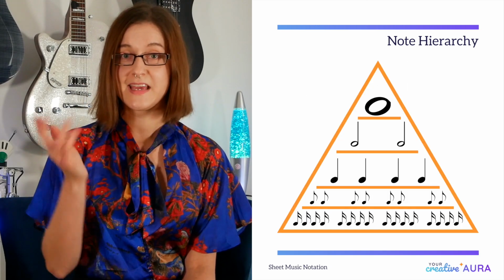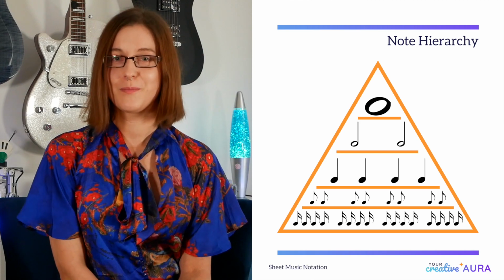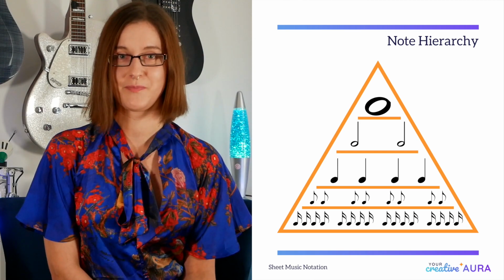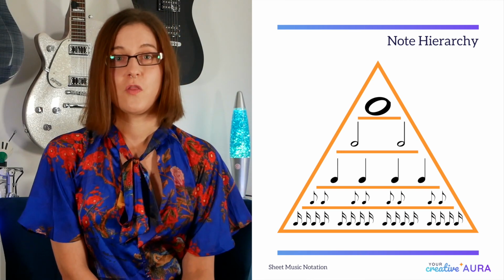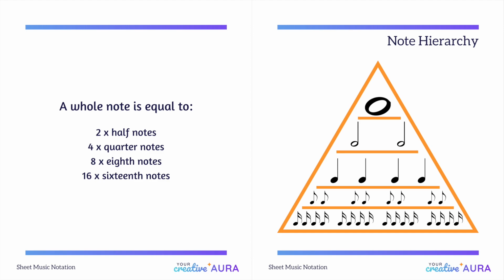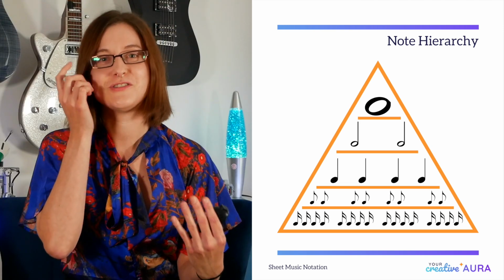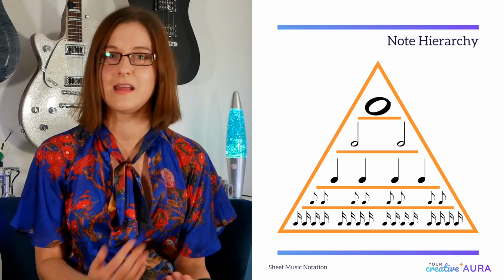So as we can see, the whole note is at the top holding the longest duration. Now, comparing to other notes, the one whole note is equal to 2 half notes, 4 quarter notes, 8 eighth notes, and 16 16th notes. So now you can sort of see where each note gets its name from. It comes from how many can be fitted into the whole note.